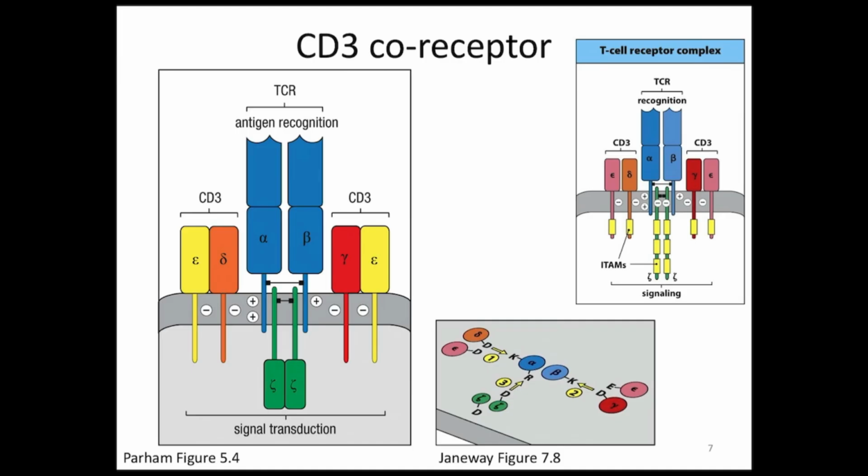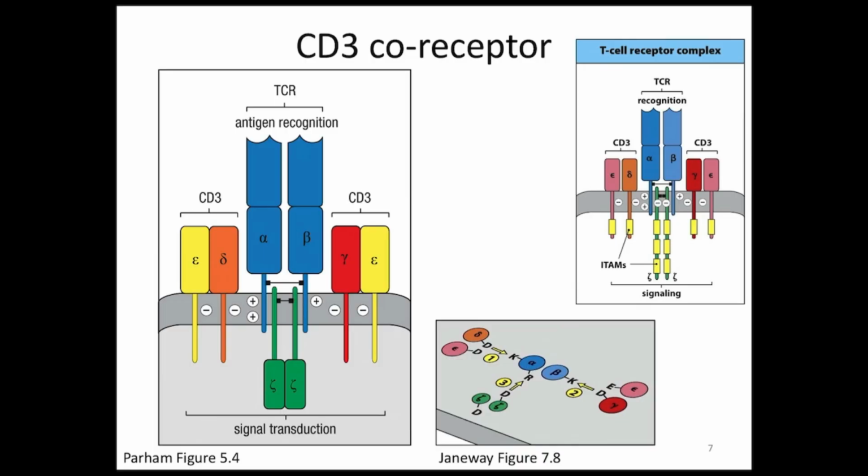CD3 is on all T cells. So in fact, when we are doing flow cytometry, we often use CD3 as a way that we're finding T cells. And the reason why CD3 is on all T cells is because all T cell receptors have this same problem of needing a signaling partner. And CD3 serves the job of being that signaling partner for all T cells. So every T cell has to have CD3 on it, because that is how the T cell receptor does its signaling.